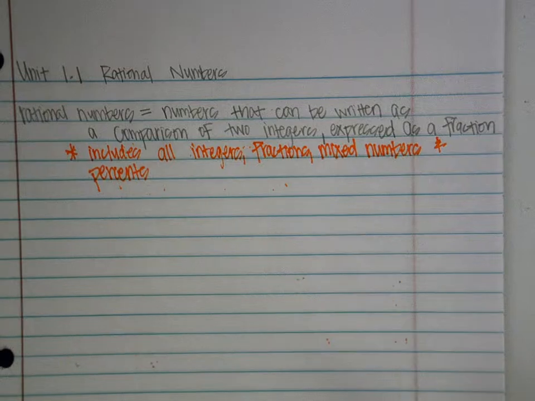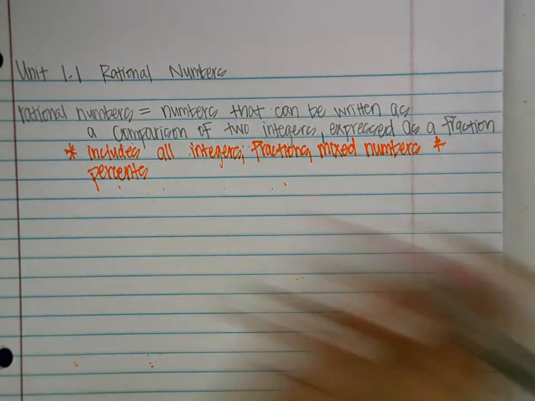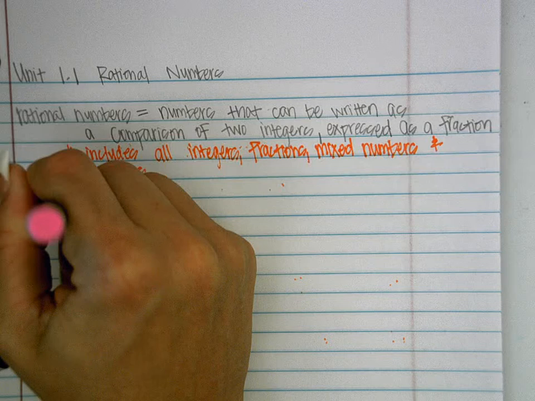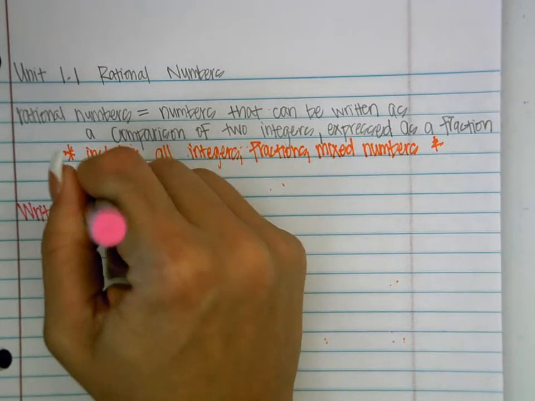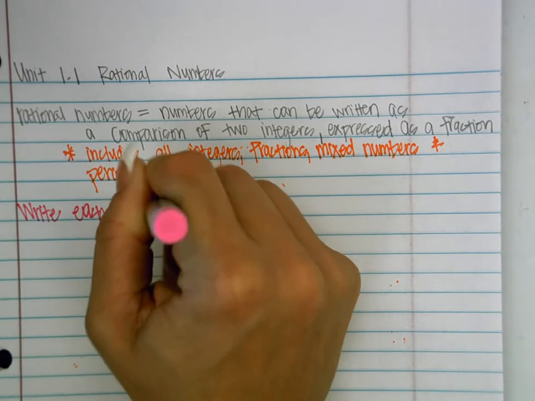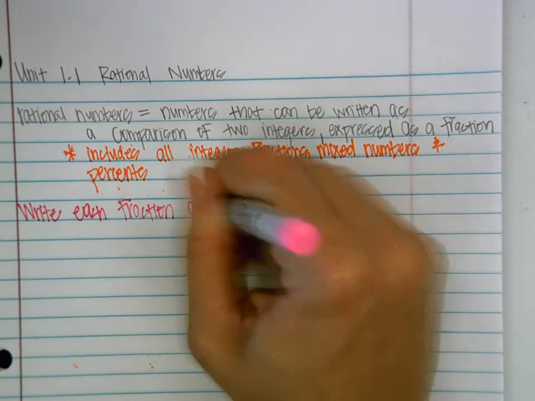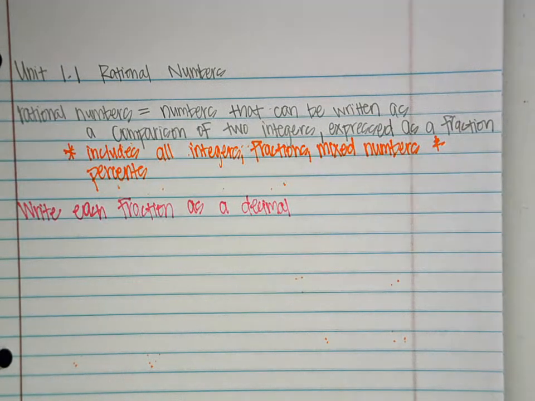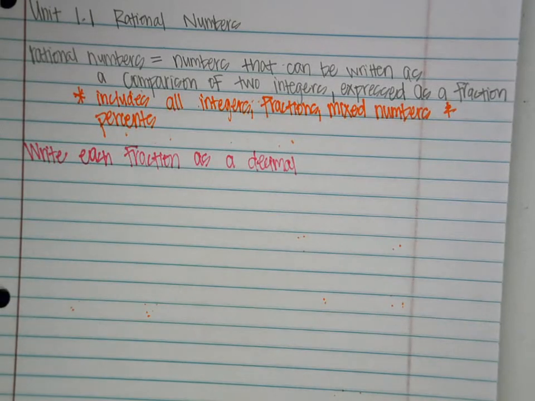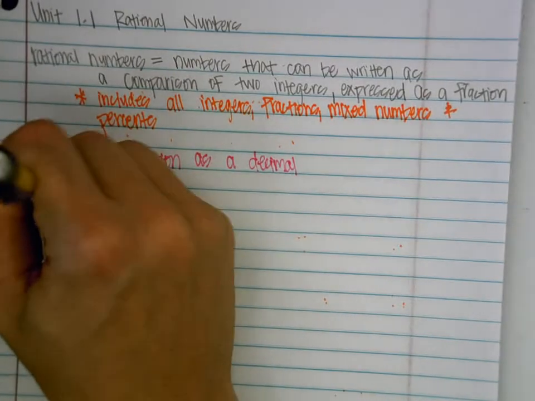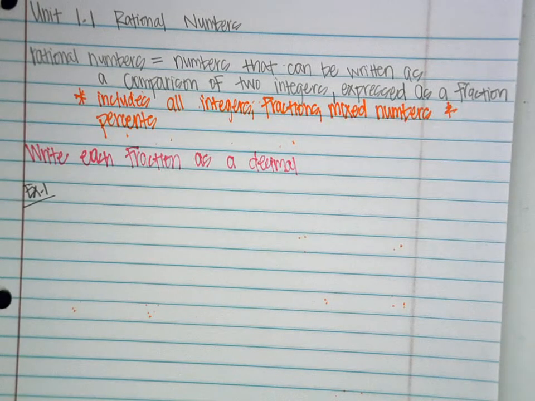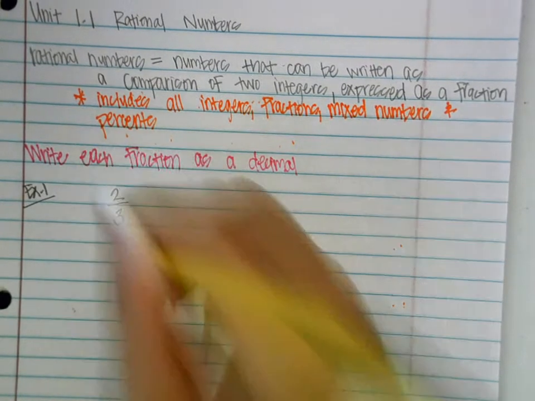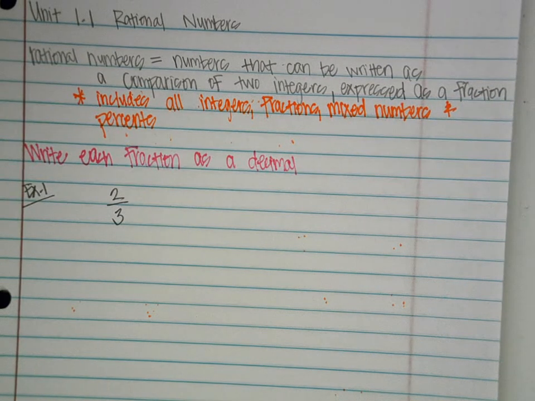Okay? So, first thing we're going to do today, and we did a little bit of this a couple of days ago, is we are going to write each fraction as a decimal. Write each fraction as a decimal. So those are your instructions. And that's what the first part of your homework is going to look like. So for example number 1, I would like you to write the fraction 2/3 as a decimal.